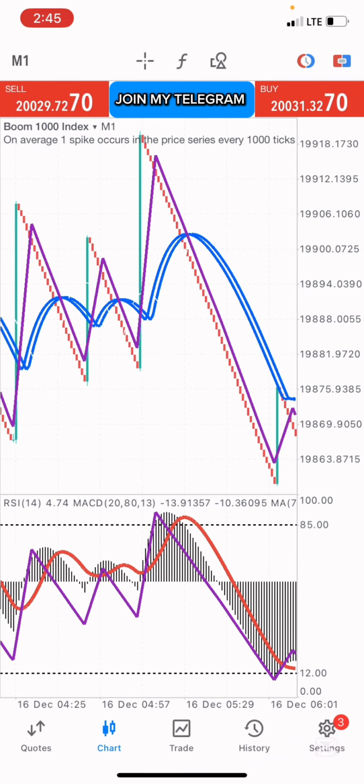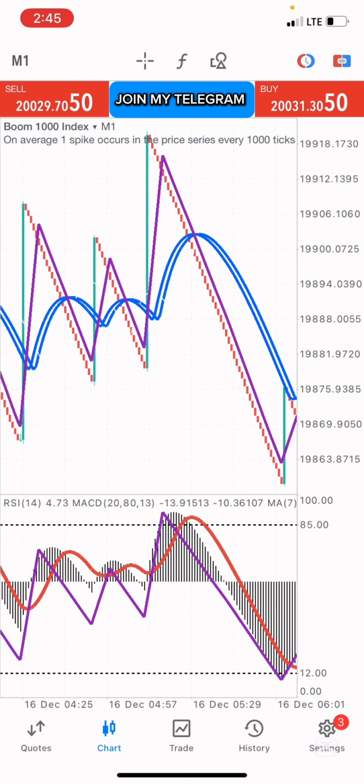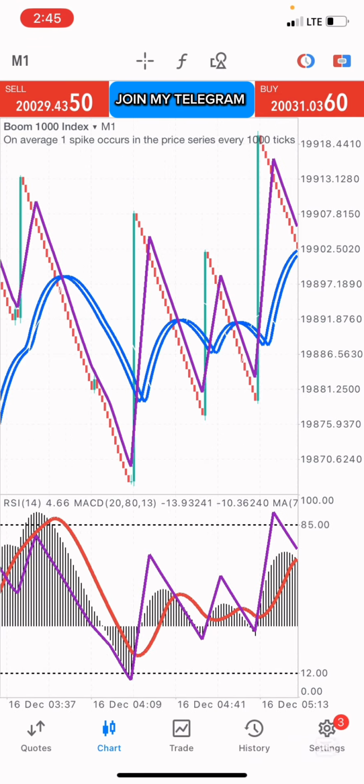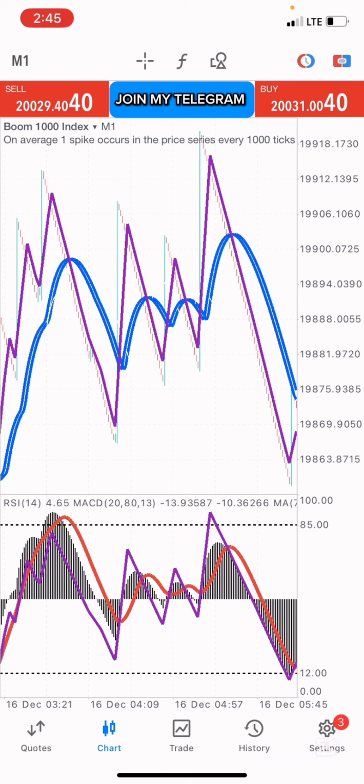All right, now we can see that on the Boom 1000 index right here, we know that on average 1 spike occurs in the price series every 1000 ticks. So basically this tells us that this market is extremely volatile. You can see that there are many spikes on the market. So you zoom out, you want to make sure that you are using the third and second zoom level.